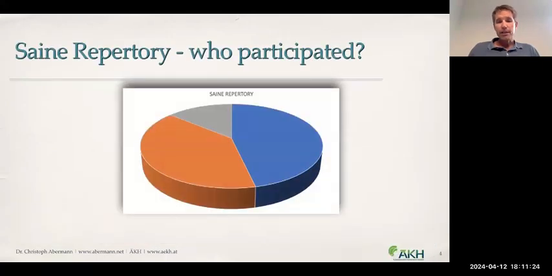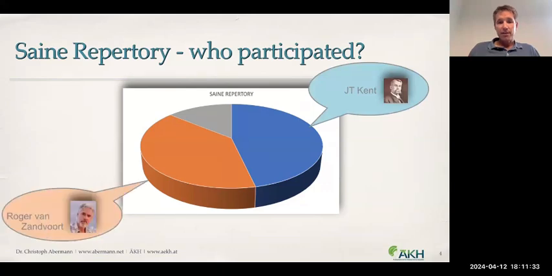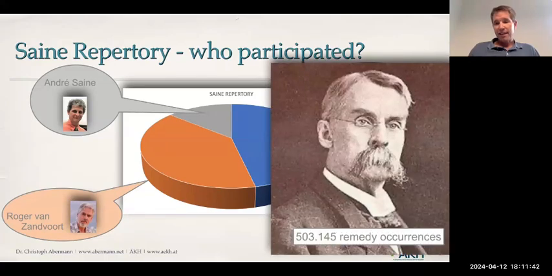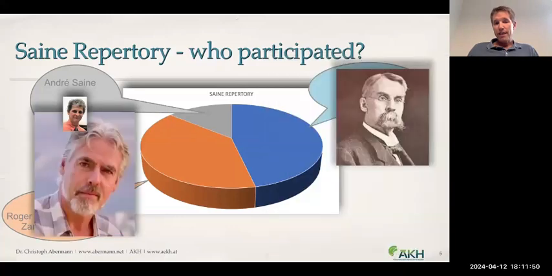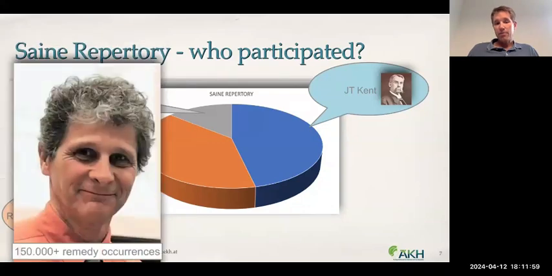So who participated in the development of the Saine Repertory? First of all, we have to say it's Kent himself, because I'll show you afterwards how many additions he did. So it's Kent, it's Roger van Zandvoort, and it's André Saine. On Kent's side, he did more than 500,000 remedy occurrences. He put more than 500,000 remedy occurrences into his Kent repertory. Roger added about 429,000, so about the same number of additions. And André added with his group, with MMPP, more than 150,000 additions. And each year it's another 10,000 approximately.